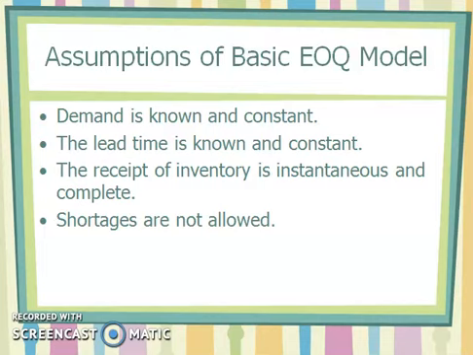The receipt of inventory is instantaneous and complete. We assume that whatever order we have placed, we'll receive it in one go. For example, we have placed an order of 1000 units. So we receive 1000 units at one time. It's not that we'll receive 500 units in one instance and then 500 units again. Another assumption is that shortages are not allowed.